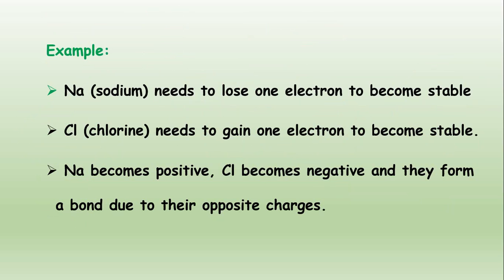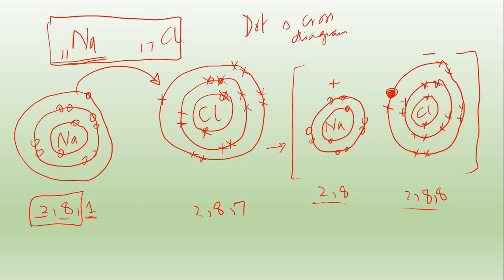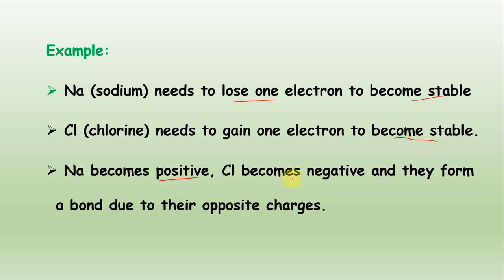Now look at the explanation that sodium needs to lose one electron to become stable. Chlorine needs to gain one electron to become stable, as in the diagram I have told you. Now the sodium becomes positive and the chlorine becomes negative, that will be chloride, and then they will form a bond due to their opposite charges. There will be attraction between opposite charges, and that force of attraction is the chemical bond, and this is the ionic bond, because ions are formed, positive and negative, cations and anions.